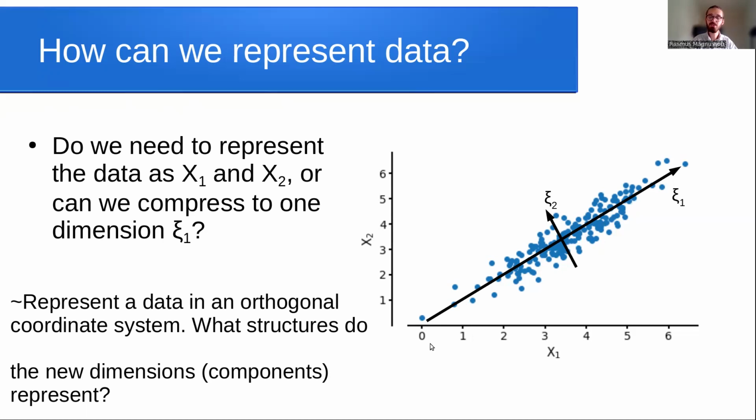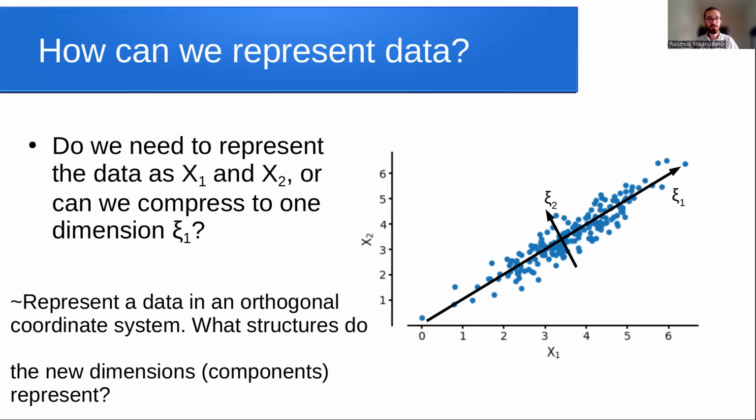When you represent your data in that way, it becomes obvious that you don't really need two variables to explain your data. You just need one, xi1, to get most of the variance that you have in the data. Of course, you can also introduce xi2 that spans the other direction in this coordinate system, but that is not as interesting because most of the data is distributed along the vector xi1.